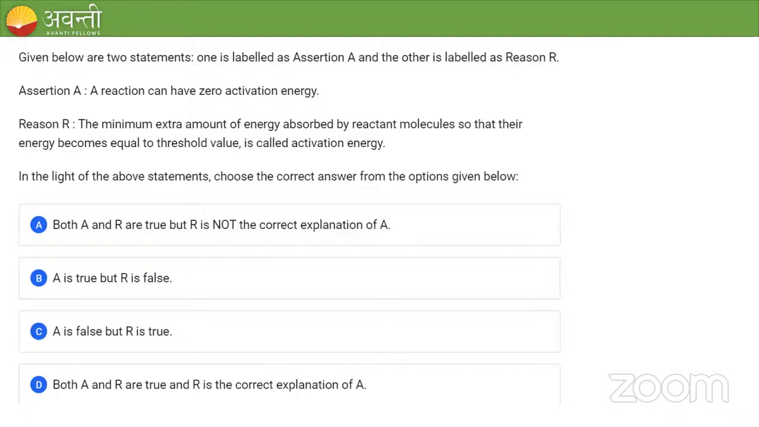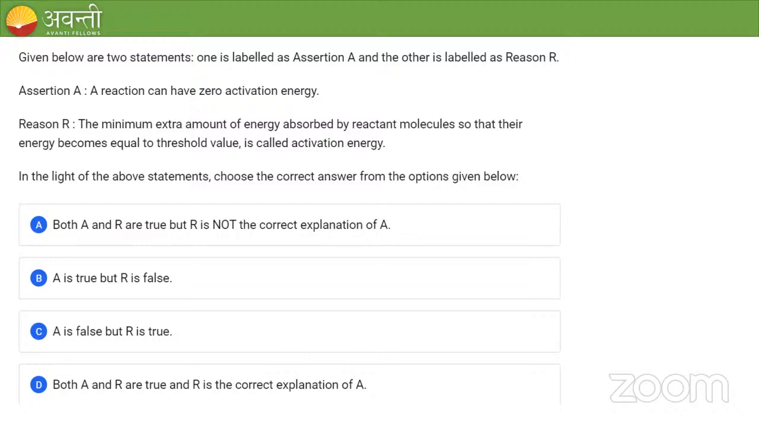Is this question so difficult, students? I did not get even a single answer from your side. Yes, students, what is the correct answer? Tell me whether assertion is correct or not first. We will solve this question in the class. Tell me whether assertion is correct. Can a reaction have zero activation energy? Can you have a reaction with zero activation energy?